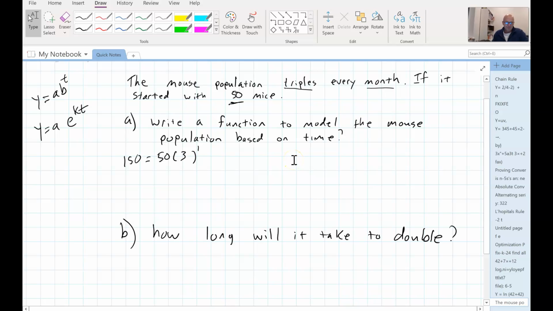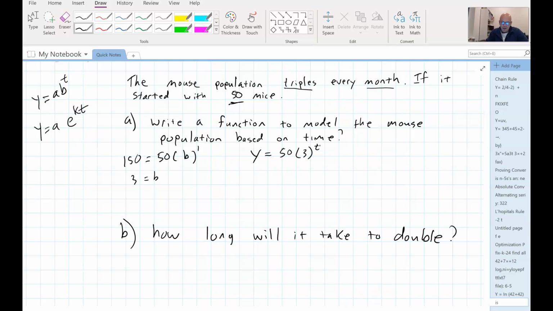Well, if you don't see that, then we could just put a b there and divide by 50, and we get 3 is equal to b. So that means the function model would be y equals 50 times 3 to the t. So this is a model that I could plug in the number of months, and it would tell you how many mice are in this, wherever this is.